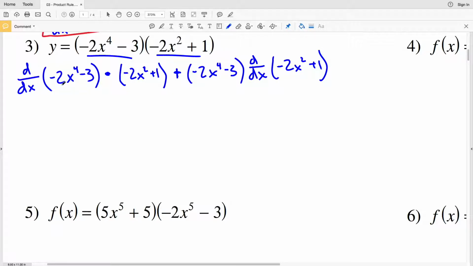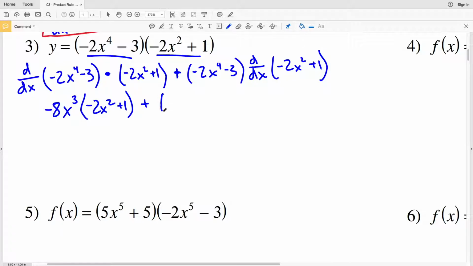So the derivative of negative 2x to the fourth minus 3, this 3 is a constant, so that will go to 0, so we'll just find the derivative of negative 2x to the fourth, which is 4 times negative 2, a negative 8, so we'll have negative 8 times x to the 4 minus 1, which is x to the 3, or x to the third. And that will get multiplied by negative 2x squared plus 1.